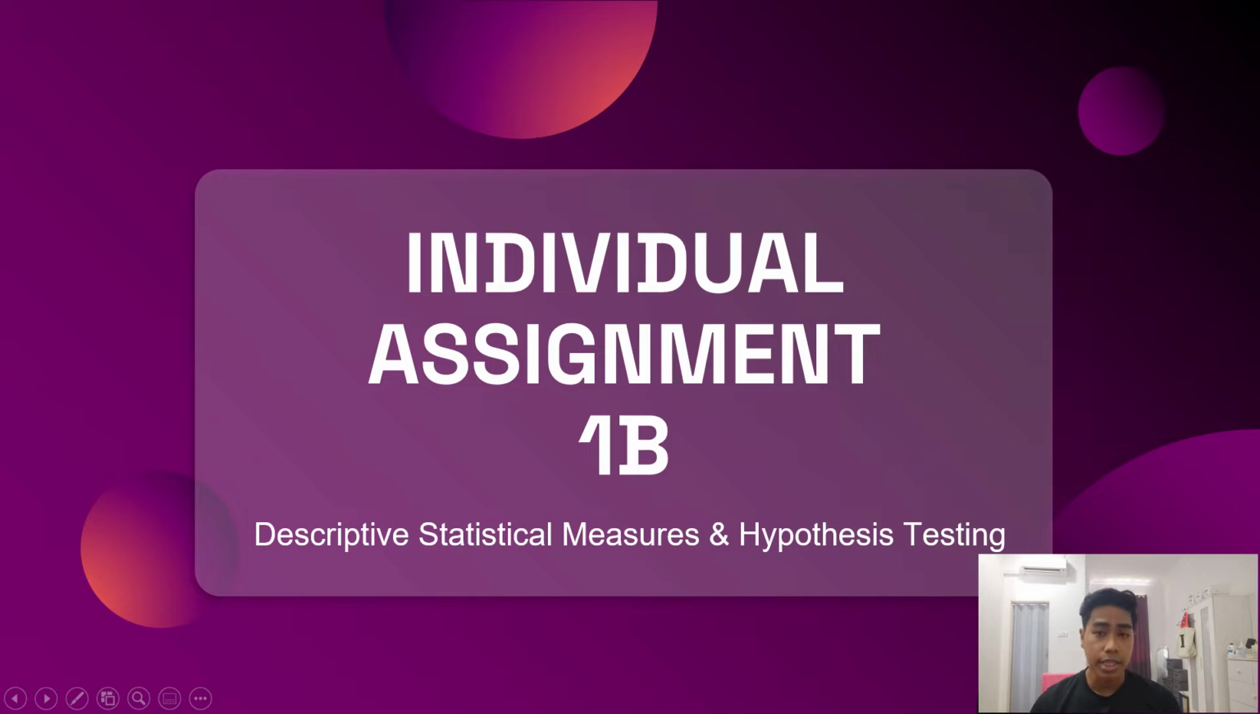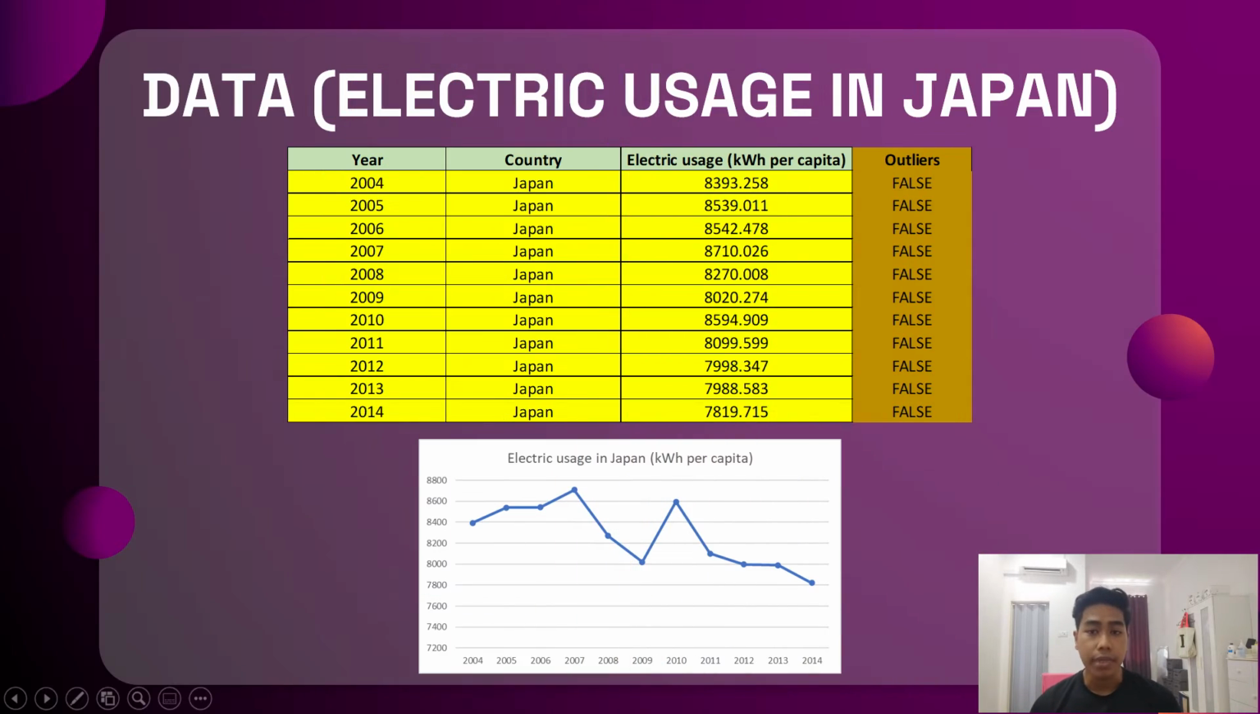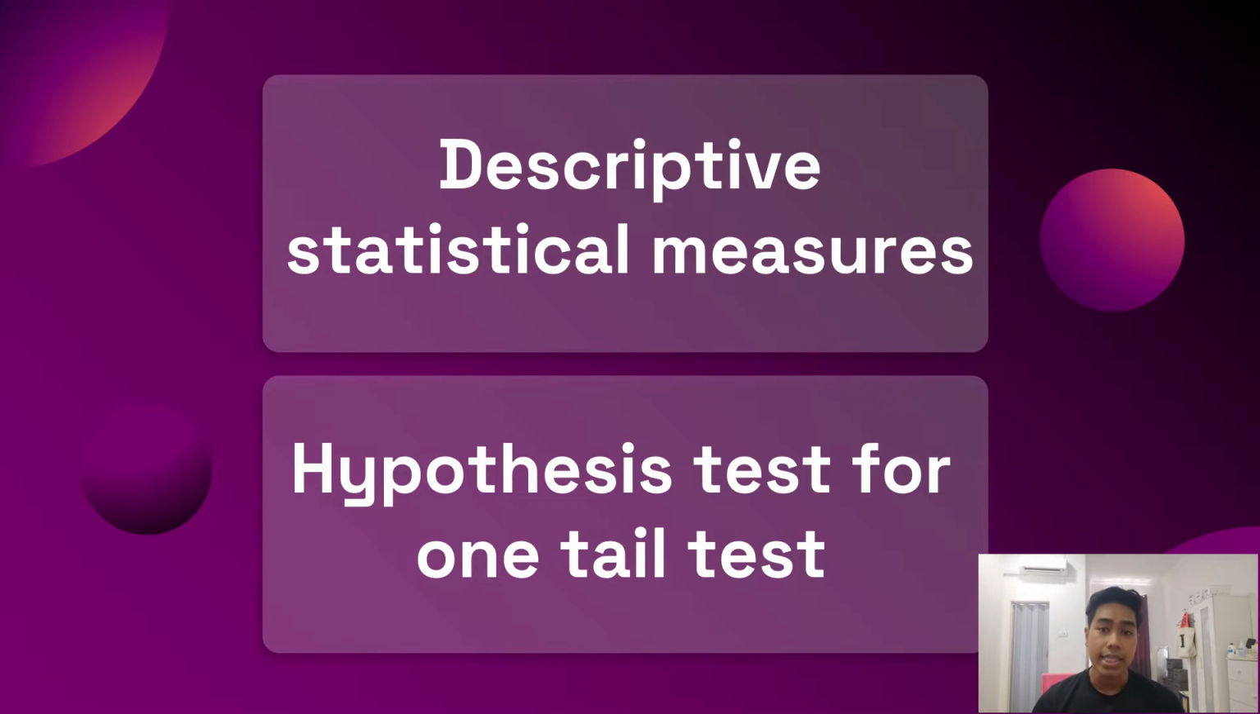Today I will explain about descriptive statistical measures and hypothesis testing about my chosen data. For this assignment, I chose sample data of electric usage in Japan, kilowatt hour per capita, from 2004 until 2014 from digital usage data, which is my population data. Based on this data set, there are two analyses that I have conducted, which are descriptive statistic measures and a hypothesis test for one tail test.